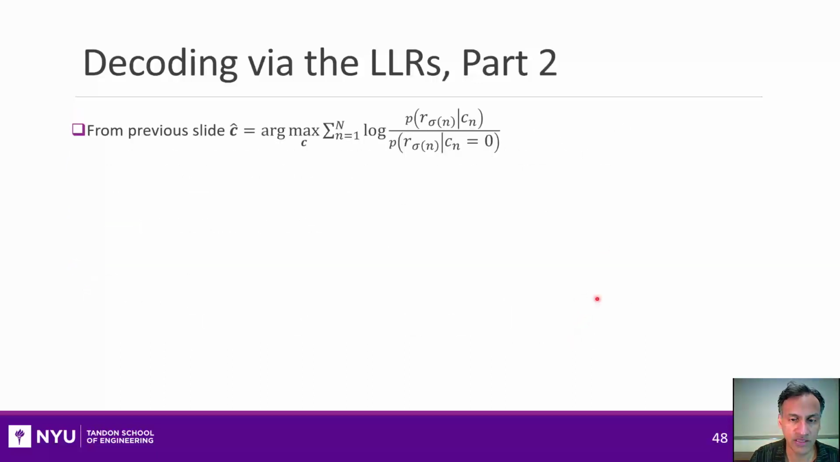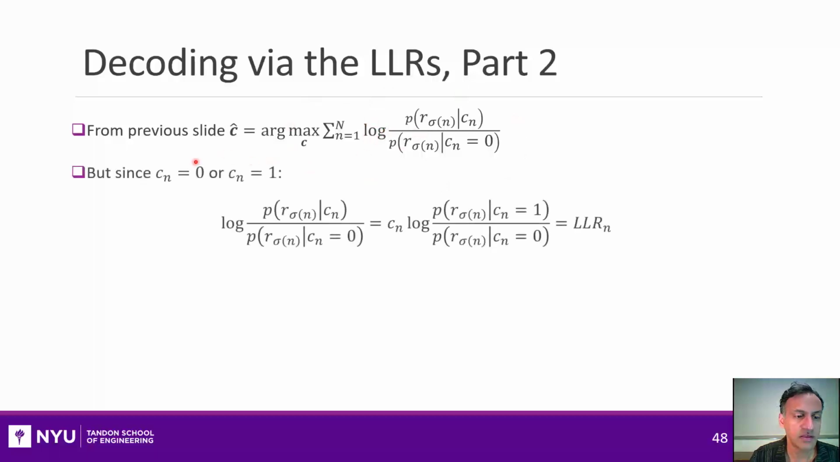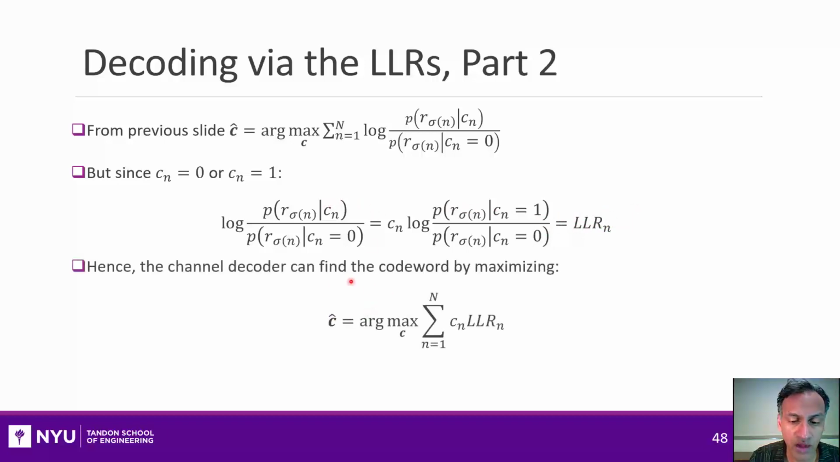Now we need one further simplification. So we've simplified it down to maximizing this sum of logarithms. But look at what happens. For every n, either Cn is 0 or 1. If it's 0, I get log of P of R given Cn is 0 over P of R given Cn is 0, which is log of 1, which is 0. On the other hand, if Cn is 1, I just get the likelihood of Cn equals 1 over the likelihood of Cn is 0, which is none other than the log likelihood ratio. Oh, there should be a Cn times LLR here. All right, so the upshot of this is that when I want to pick the maximum likelihood code word, it is none other than maximizing this weighted sum of LLRs. So I have computed already my LLRs, and I just pick the code word where this sum is maximum.